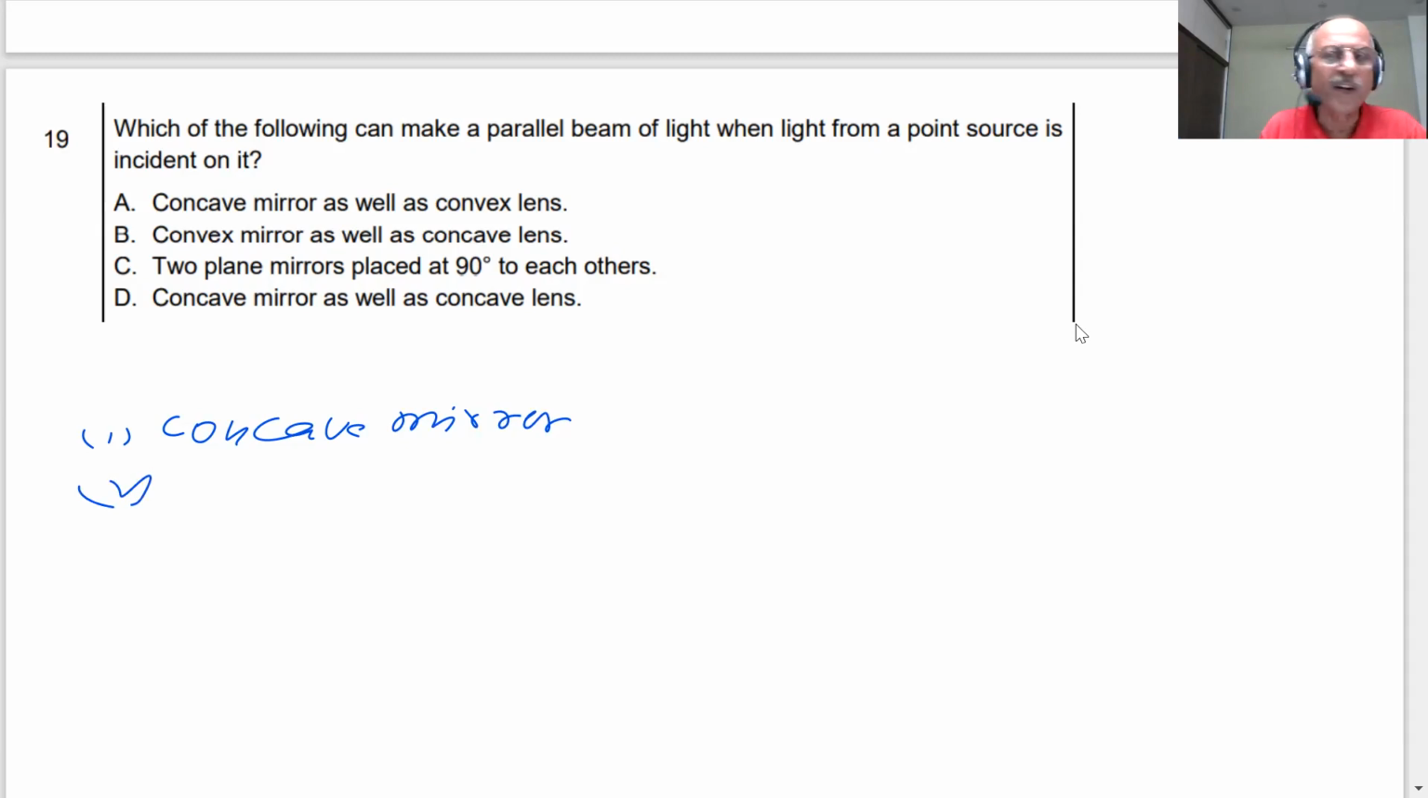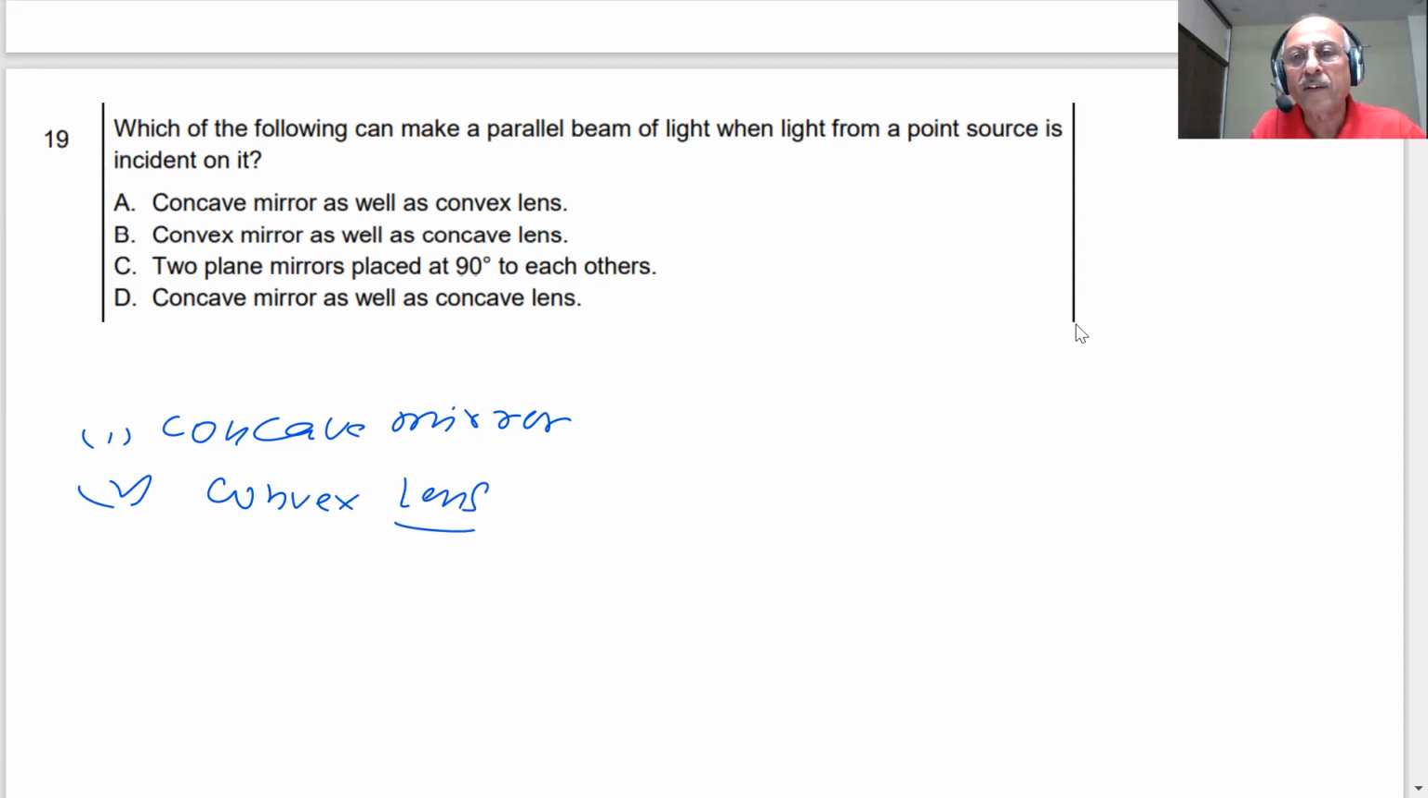In the concave mirror, if you see the image formation, those rays which are coming from the focus will become parallel. And what about the lens? Let us see the lens also, because there is a point source incident on it. What happens in the convex lens?